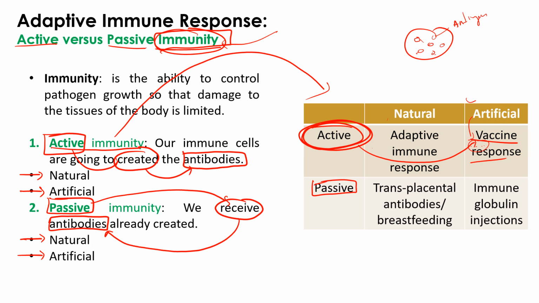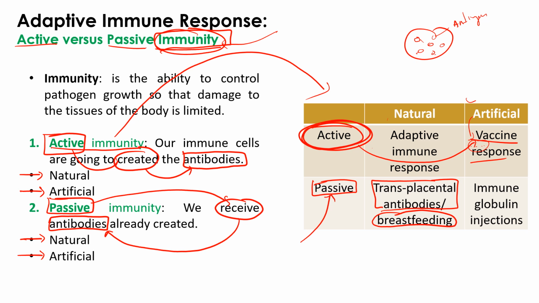To finish this part, let's talk about passive. Passive means we're not going to make any antibodies. We're going to receive antibodies that somebody else created. We talk about these two examples: placental antibodies, those are the ones that the mother passes to the baby, and breastfeeding.